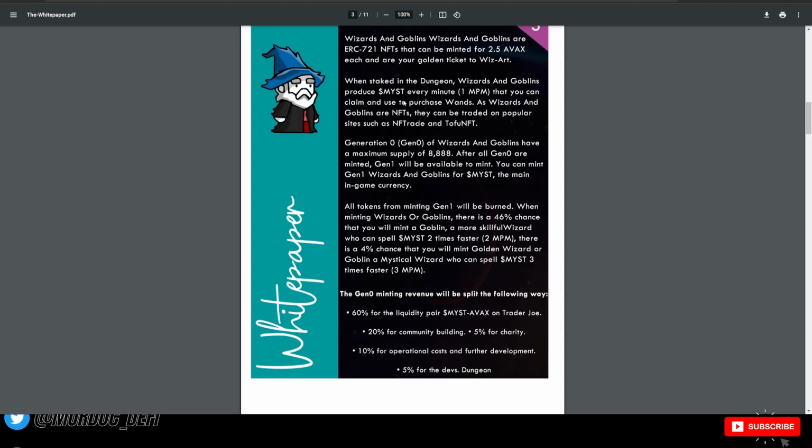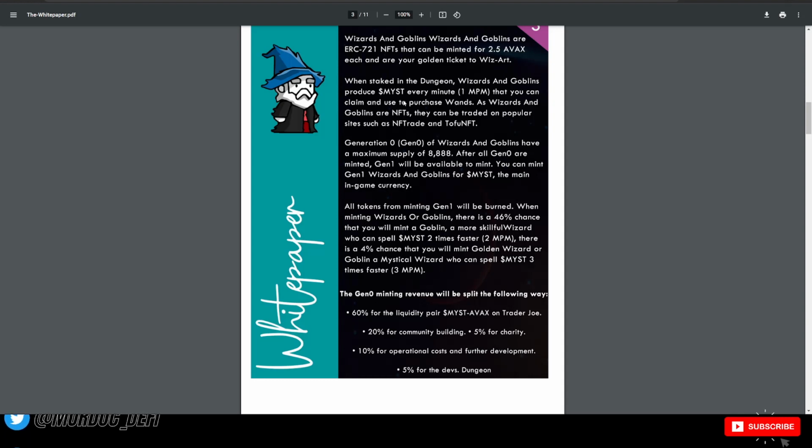So when minting wizards or goblins, there's a 46% chance that you will mint a goblin, which is a more skillful wizard who can spell Mist two times faster. So instead of producing one per minute, you're going to produce two per minute.